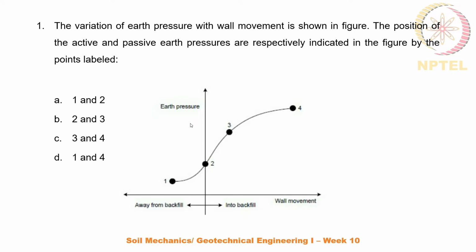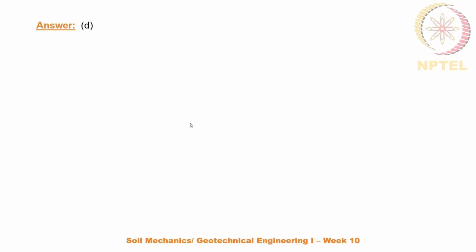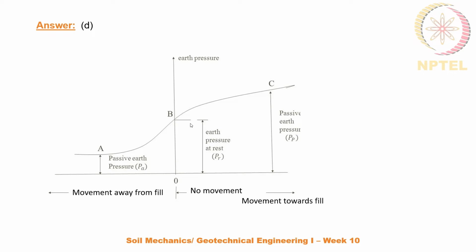Okay, the answer in the chat box is option D. So yes, the correct answer is option D. When we look at this figure, we can see that point A, or point 1, represents active earth pressure, that is when the movement is away from the fill. And point C represents passive earth pressure when the movement is towards the fill. Whereas the center point, B, represents the earth pressure at rest, that is when there is no movement at all.